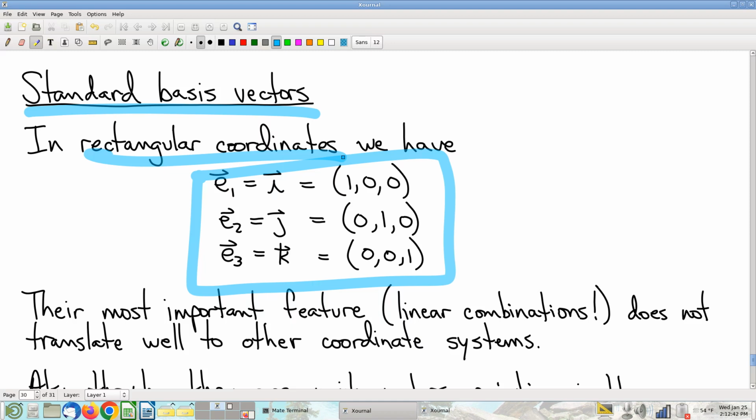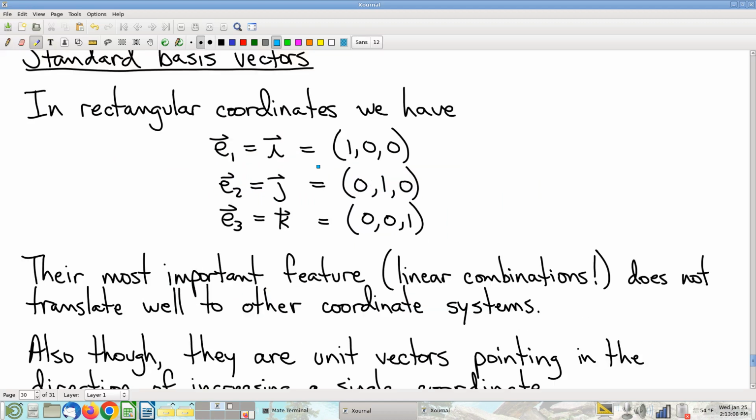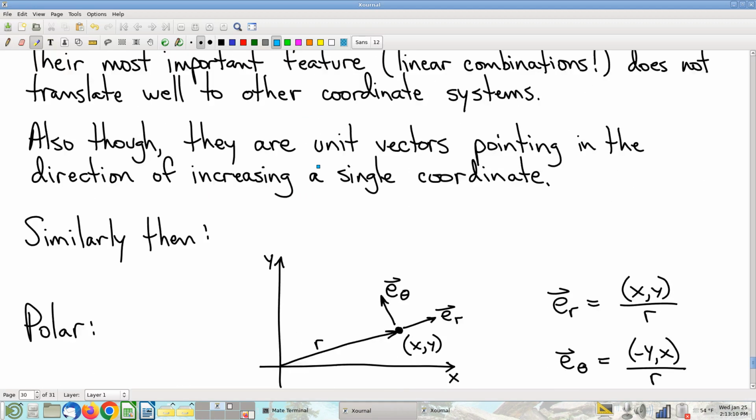Okay, so a couple of things to say about this. Notice that these vectors are constant. They're always the same, right? Wherever you are in space, the direction in which only x is increasing is always that one. Right? It doesn't matter where you are. Only x is increasing. Boom. That's the vector. Okay. All right. And various other nice features that we've already noted.